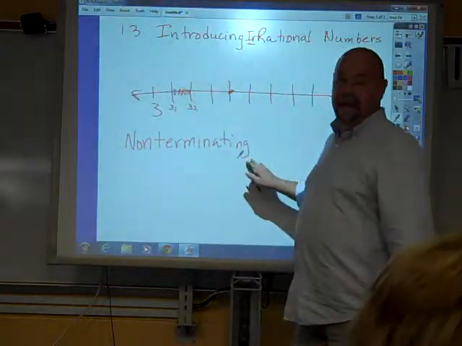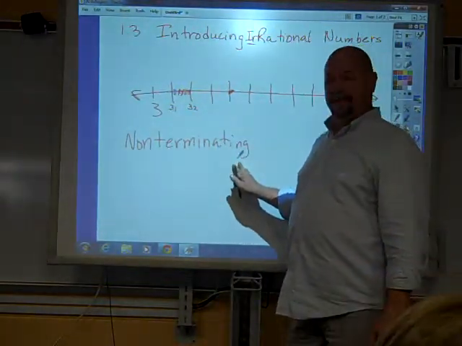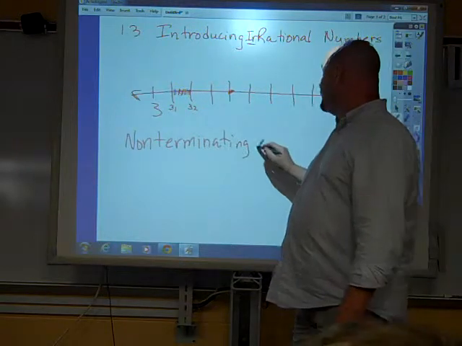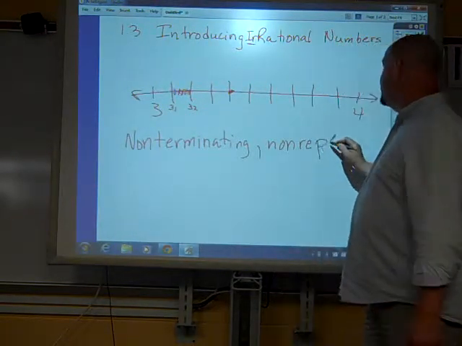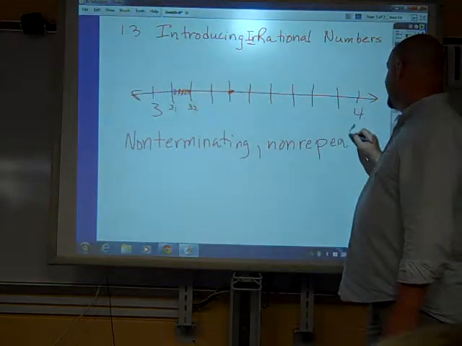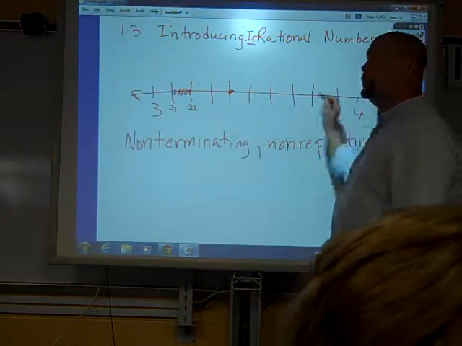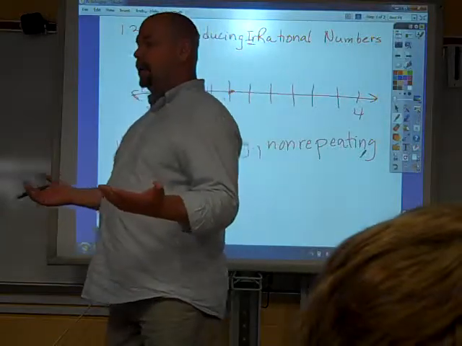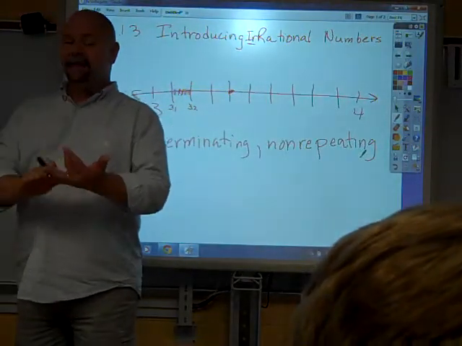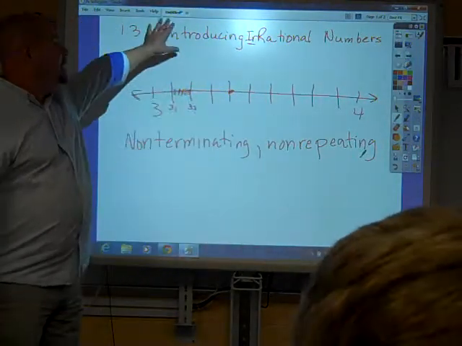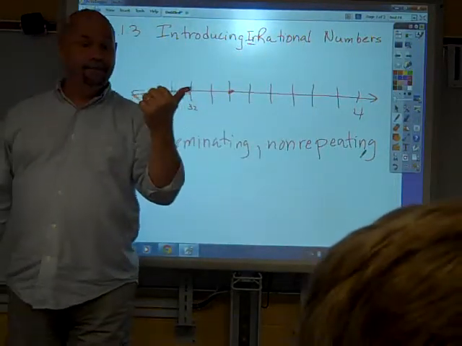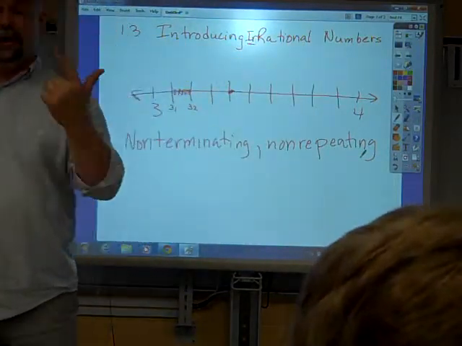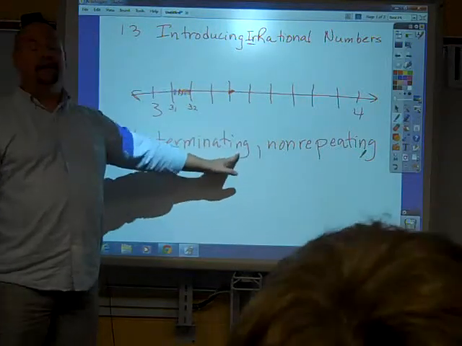So non-terminating means that the decimal never ends. So they're non-terminating and non-repeating. So there's no pattern that I can draw a bar on top of and say I'm done. Okay, so there's no pattern and it doesn't end. Those are irrational numbers. So you know pi, you know psi, which is the golden ratio, and now you know definitions.